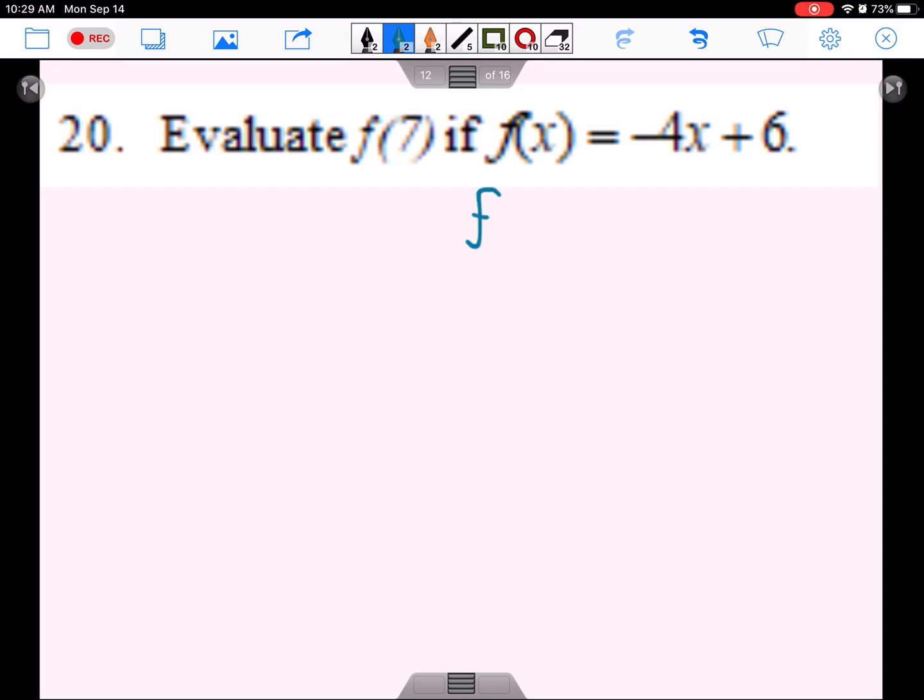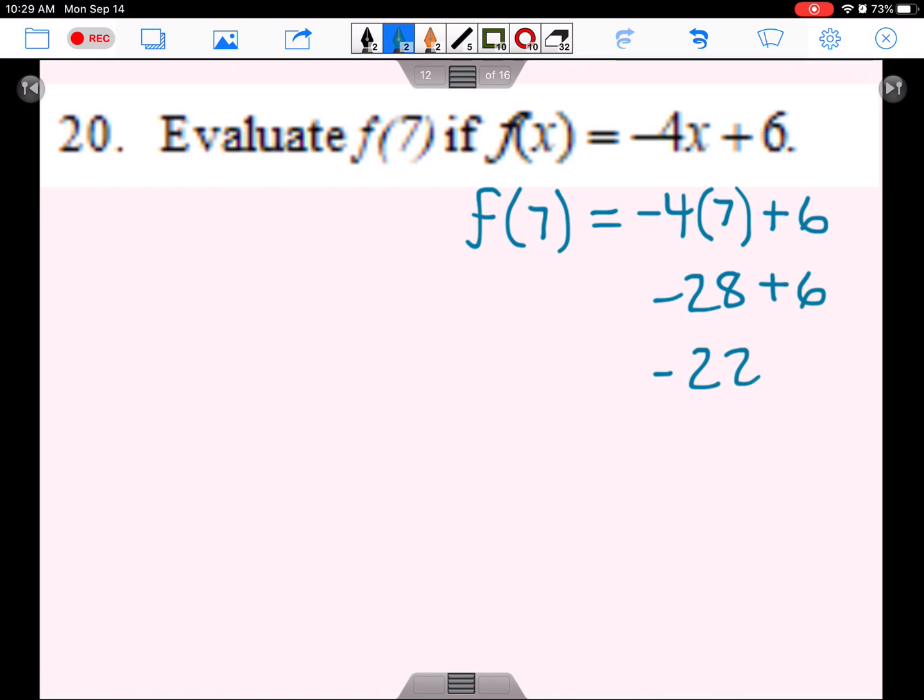20, we're going to put 7 into this function. We've got -4 times 7 plus 6. Multiply first because of order of operations, and then add, and we get -22.